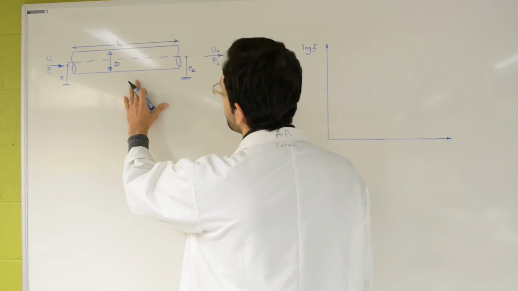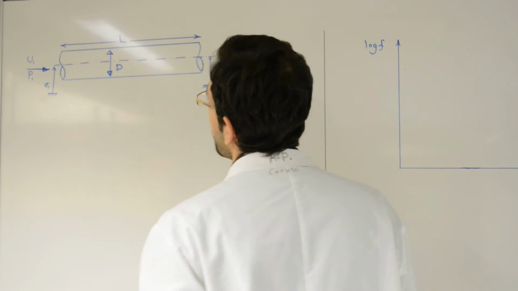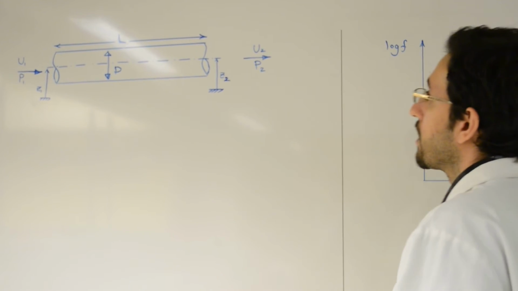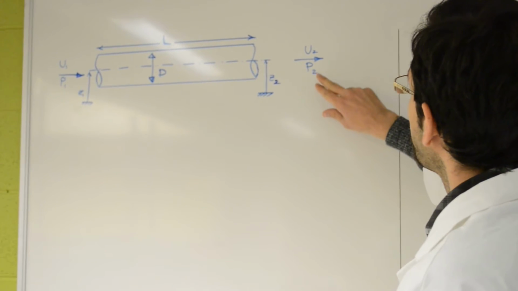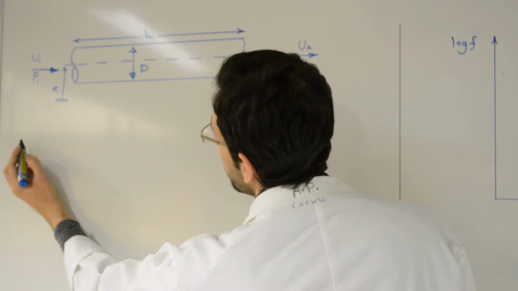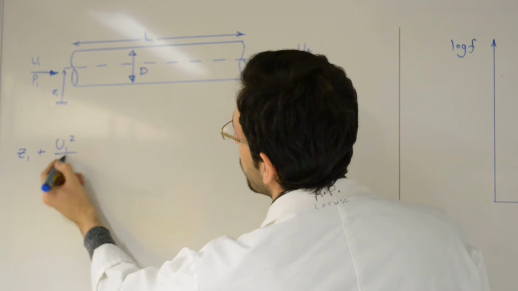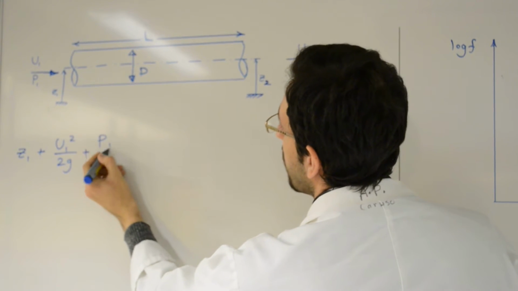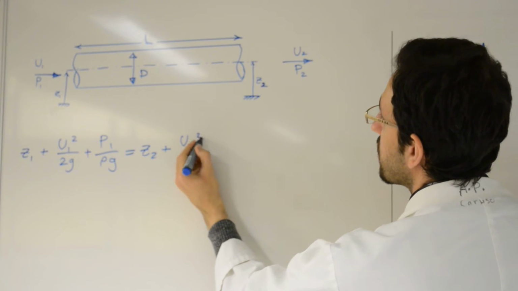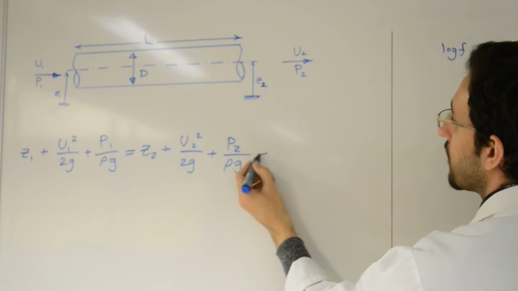So this is the pipe that we have. It is horizontal. The inlet conditions are the inlet velocity U1, inlet static pressure P1, and inlet height Z1. And we have U2, P2, and Z2 for outlet conditions. So from the Bernoulli equation, we have Z1 plus U1 squared over 2g plus P1 over rho g is equal to Z2 plus U2 squared over 2g plus P2 over rho g plus HL.